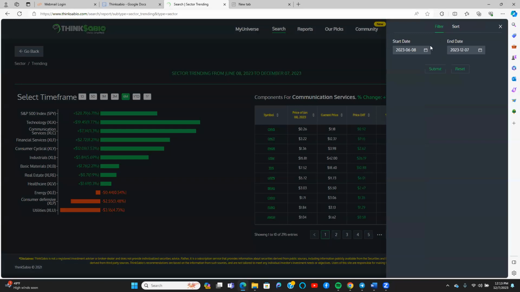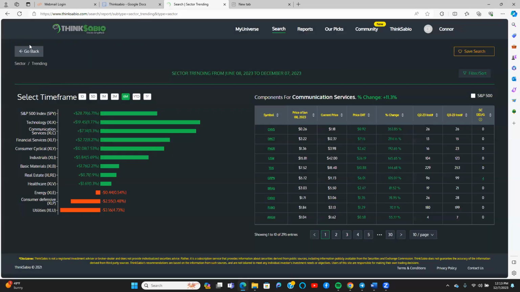And then if you want to filter by date, you can do it here. So you don't have to go just based on the time frames up top. And if you want to sort, you can sort by different stocks, different sectors, the percent change, price difference. So it gives you some customization to look at.